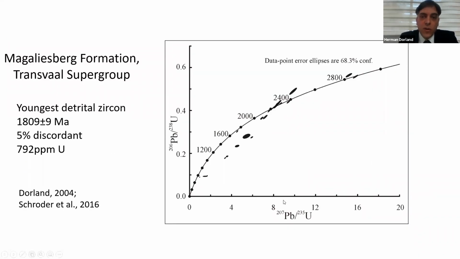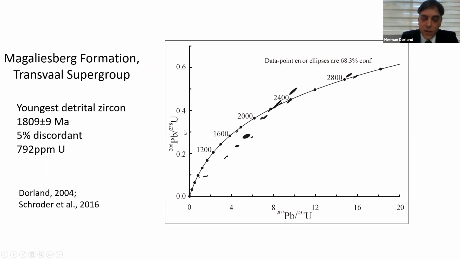This is an example of SHRIMP data from my thesis in 2004. It was also published in Schroeder et al. 2016. But what's interesting here is I found a concordant zircon that's 5% discordant, and it's got an age of about 1,800 million years in the Magaliesberg formation.